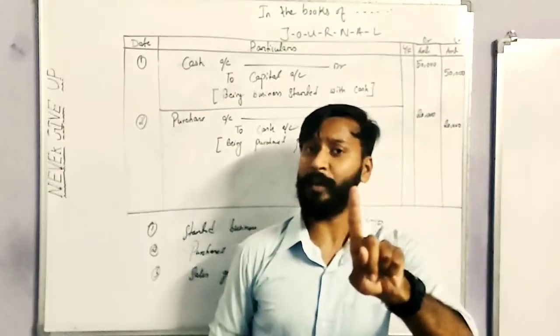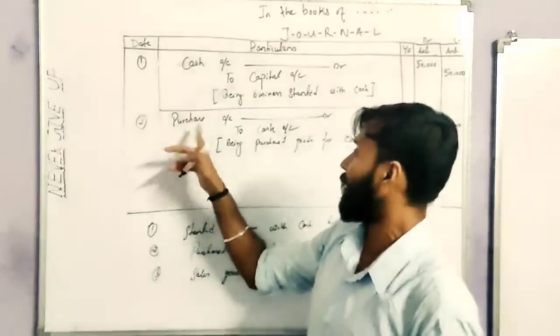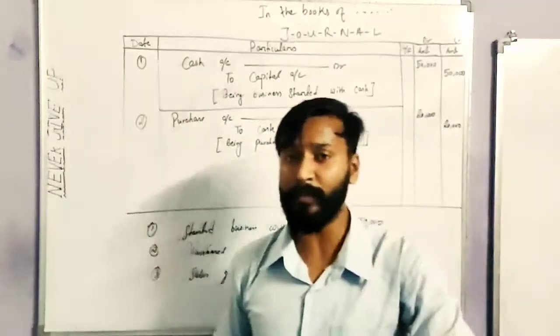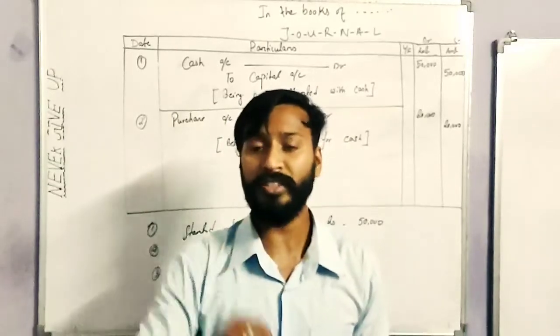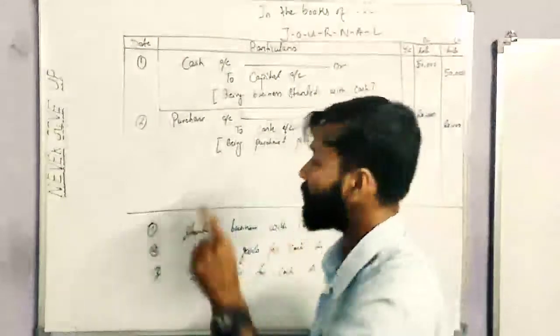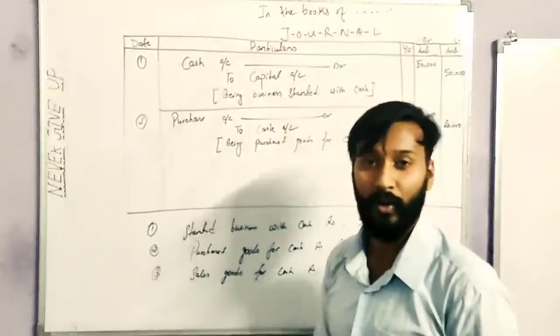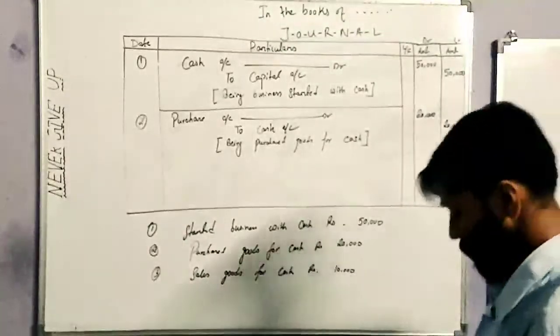It is the expense of the business, and according to the nominal account, all expenses are debit. So that is why purchase account is debit. And from the business, cash is going out. Cash is the real account. According to the real account, credit what goes out. So cash is going out from the business. That is why it is credited to cash account. All right, amount will be the same, 20,000 and 20,000.